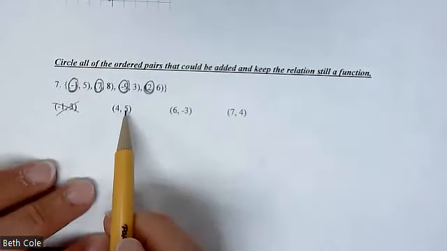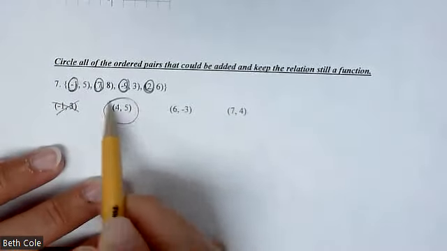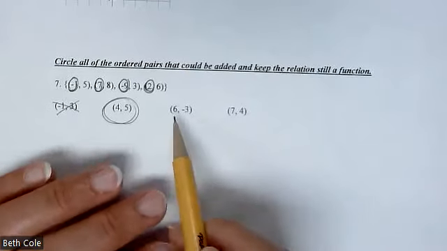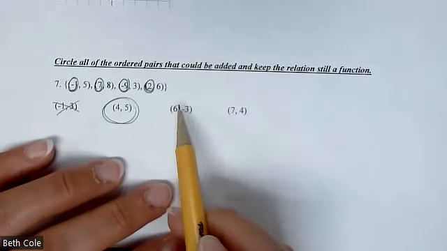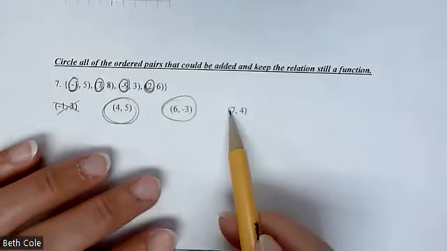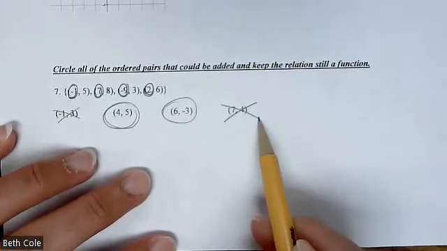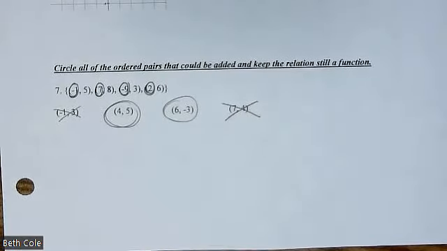Could you include the second one? Yes. Yeah, 4 will not make it repeat. How about 6? Yeah, we can include that. And then how about 7? No, you don't even look at the Y values. Just look at the X values. All right, so go ahead and flip over.